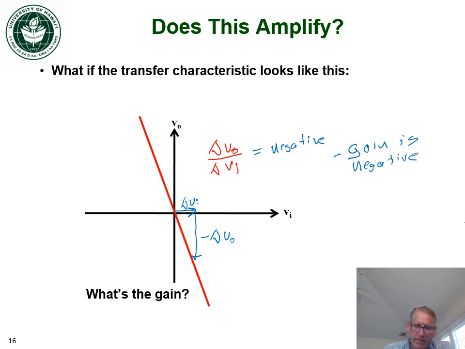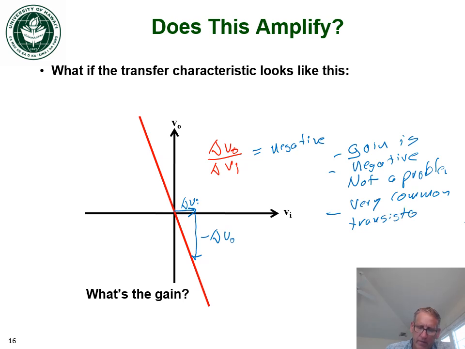This is not a problem at all. In fact, this is very common with transistor amplifiers. We will learn later in the course why transistor amplifiers tend to give us a negative gain. Now, if we wanted a positive gain out of this, we could cascade two negative gain amplifiers in a row, and we end up with a positive gain. All right, that is it for Lecture 8. Thank you very much.